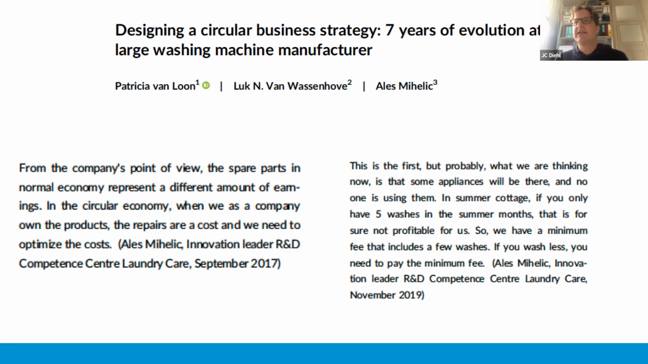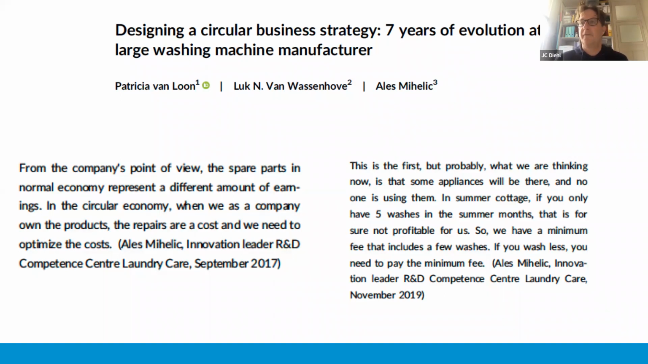And to the right here, it says, this is the first, but probably what we are thinking now is that some appliances will be there and no one is using them. In the summer quarters, if you only have 5 washes in the summer month, that's for sure not profitable for us. So we have a minimum fee that includes a few washes. If you wash less, you need to pay a minimum fee. And this is exactly what happened with Homey.